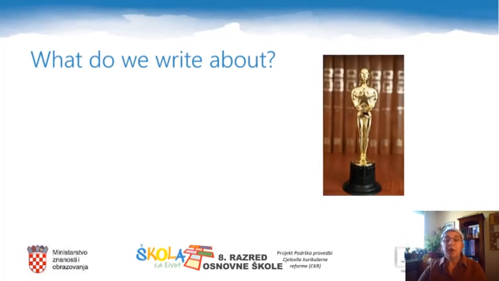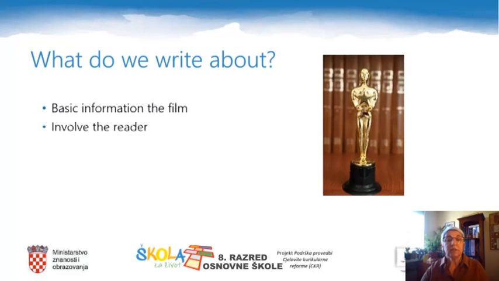When we write about a film, what do we write about? Think and write your thoughts into your notebook. What do we write when we say we are writing a film review, we are writing about a film? Yes, we have to write the basic information about the film. I mentioned before that we need the title of the film, that we need to know what genre it is, the name of the director. That's the basic information. What else do we need?